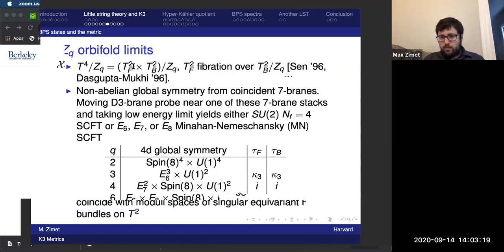The fiber complex structure won't just be constant, but our total K3 surface in this F theory picture will be this orbifold. So we'll think about it as a T2 fibration, F is for fiber, a T2 fiber fibration over a T2 base mod Z_Q.